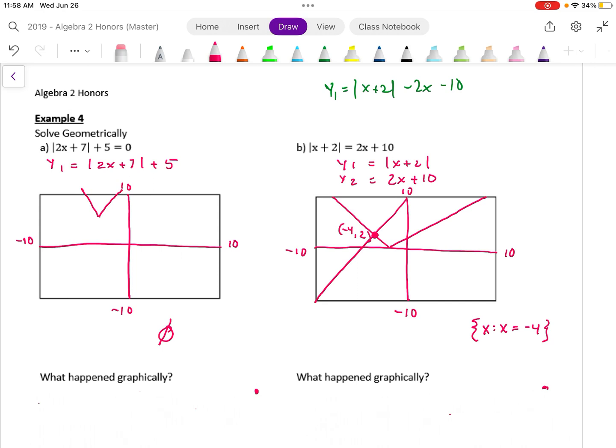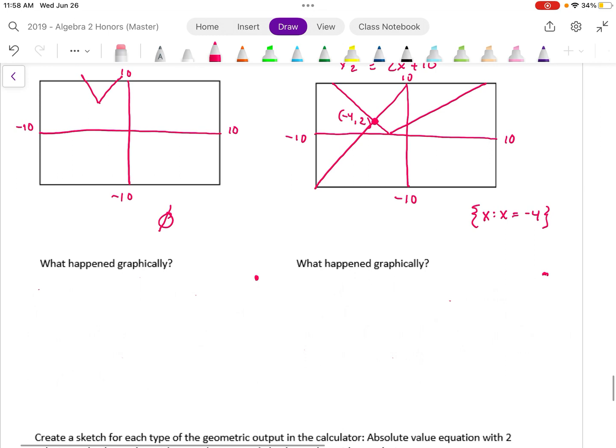Whoops, it happened to work in a standard window. Remember to put the scale, the point of interest, and the solution set. In this particular case, it only intersects once with the line that's given on the other side.